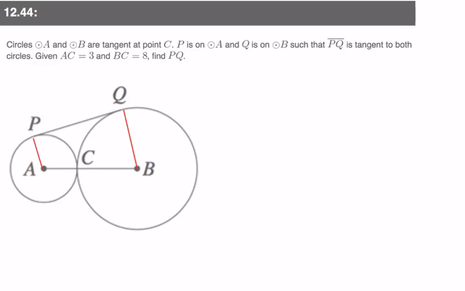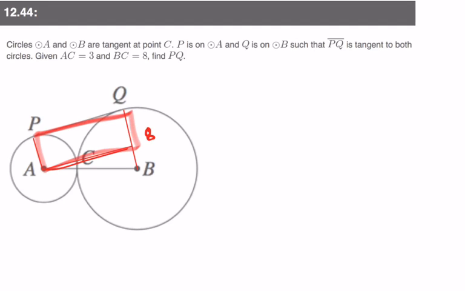All right. Number 44. So here we have two circles tangent to each other, and then we have a common tangent PQ. We want to figure out the length of PQ, where AC, which is the radius of the small circle, is 3, and the big one is 8. First, I drew the line from the center to the tangent points, P and Q. And then I drew another line parallel to PQ, creating this rectangle here.